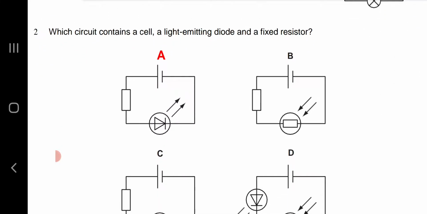Which circuit contains a cell, a light emitting diode and a fixed resistor? So you can see a light emitting diode and a fixed resistor in option A.